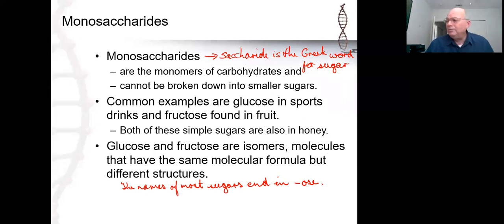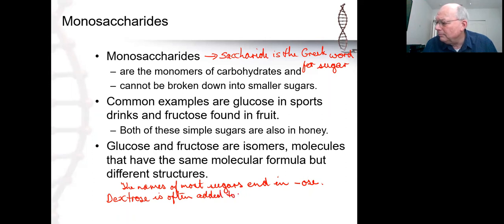So if you look at, well, we've got some examples here, glucose, fructose. If we think about table sugar, which is sucrose, when we think about the milk sugar, which we saw was called lactose, notice that they all end in OSE. So you might find dextrose. It's just another fancy name for glucose.